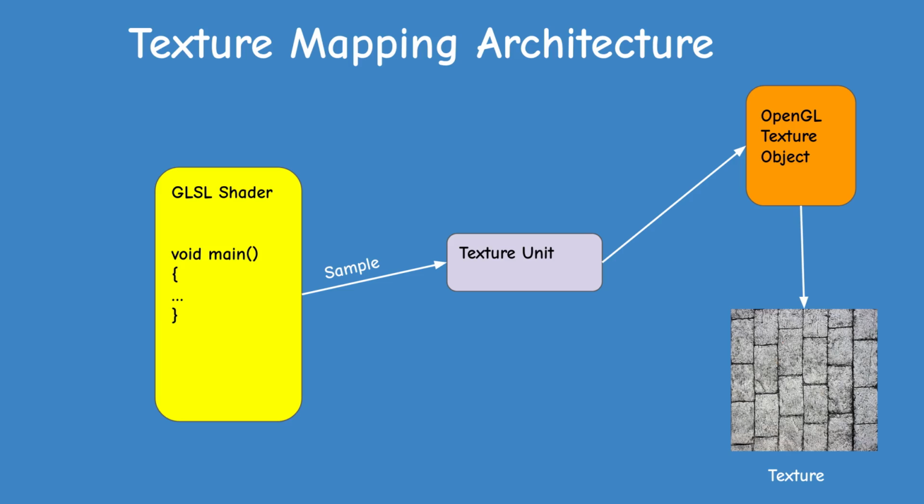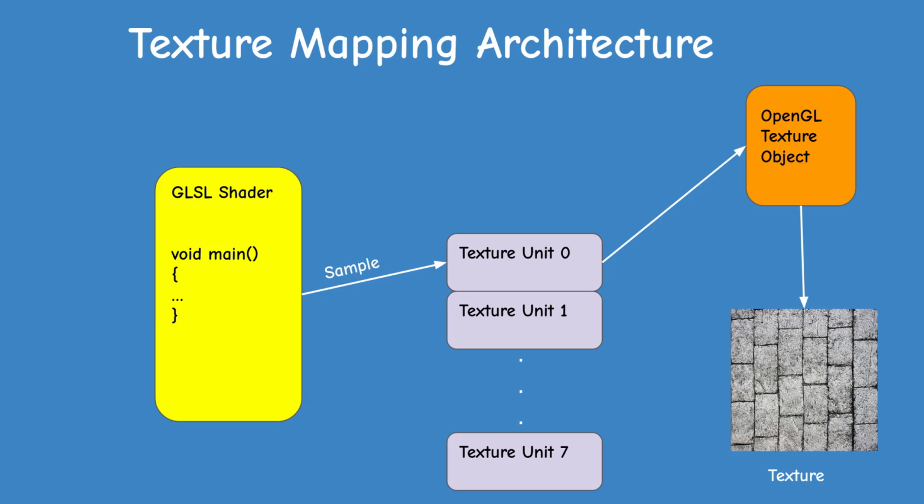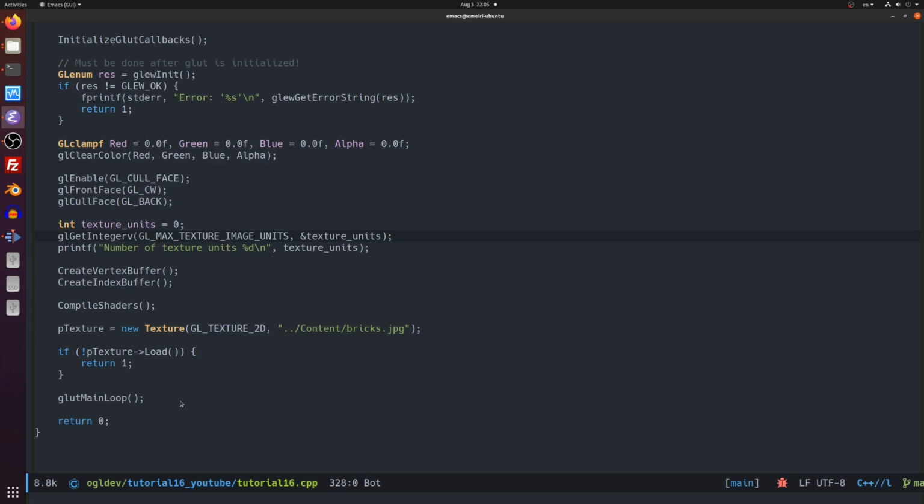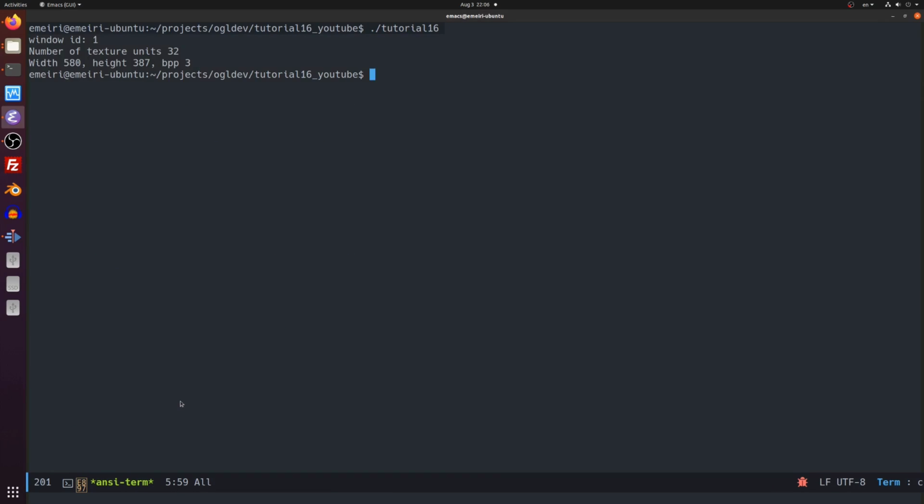As you can imagine, a single texture unit would be quite limited, so OpenGL provides us with an array of texture units so we can access multiple textures from the shader. The number of texture units may change from one GPU to the next. High-end GPUs may contain more texture units than their lower-end counterparts. You can query the number of texture units on your system by calling glGetIntegerv using GL_MAX_TEXTURE_IMAGE_UNITS in the first parameter and the address of an integer for the result in the second parameter. On my GPU, I have 32 texture units. This code is not required to get texture mapping working, but it's nice to know the capabilities of your system.